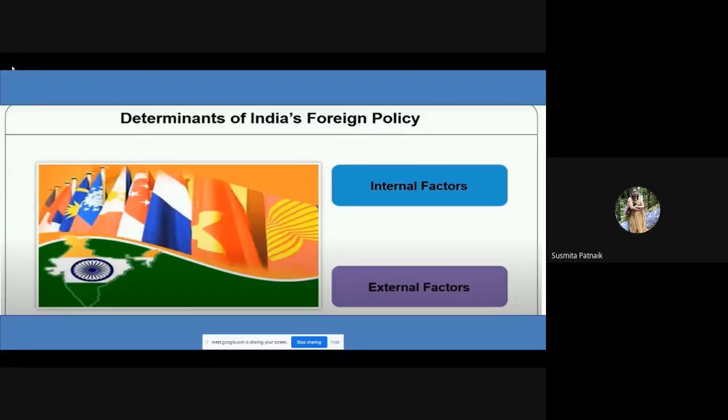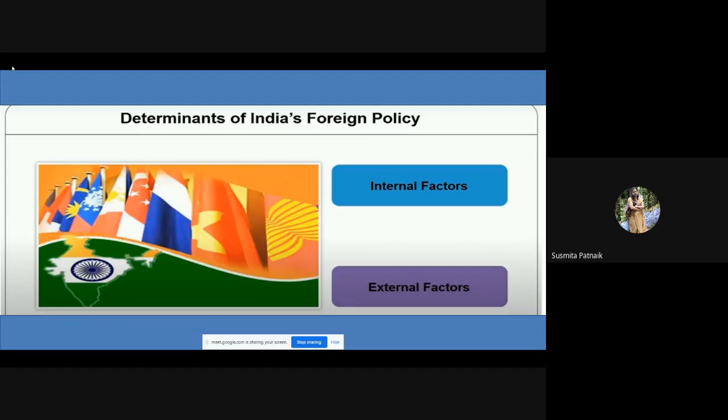There are certain types of internal factors. What do you mean by determinants? Determinants means the main factors that have an effect upon the foreign policy. They put an impact upon the foreign policy of a country.